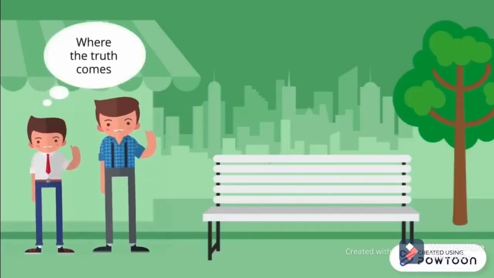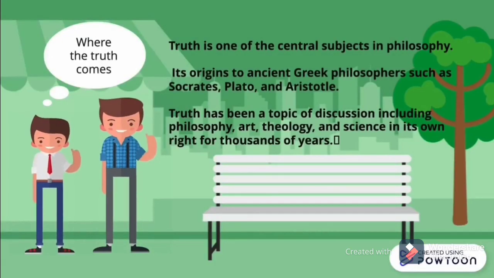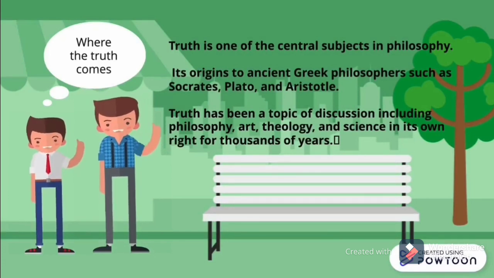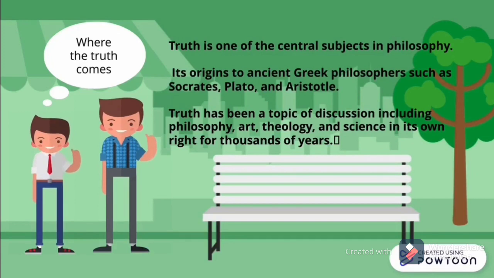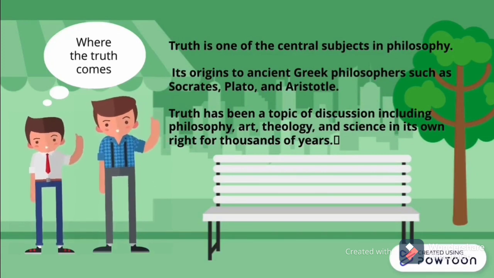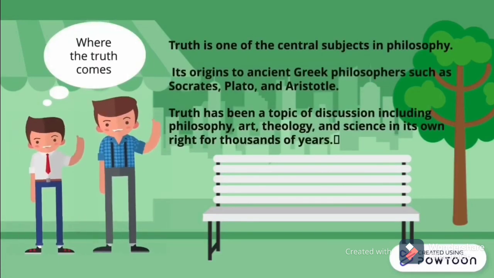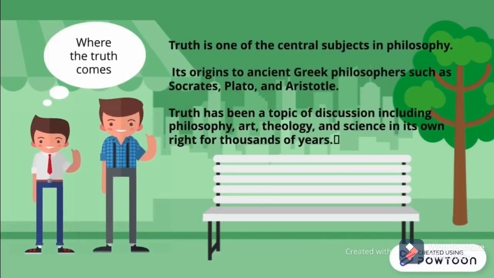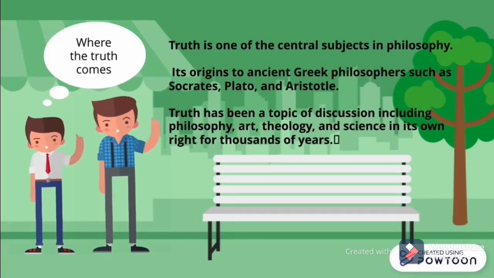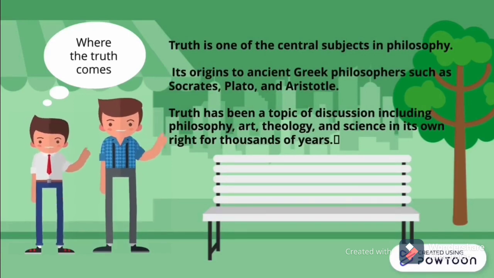Did you know truth is one of the central subjects in philosophy? It originates from ancient Greek philosophers such as Socrates, Plato, and Aristotle. Lots of issues in philosophy relate to truth, either by relying on something about truth or implying something about truth. Therefore, truth has been a topic of discussion, including in philosophy, art, theology, and science, in its own right for 1,000 years.